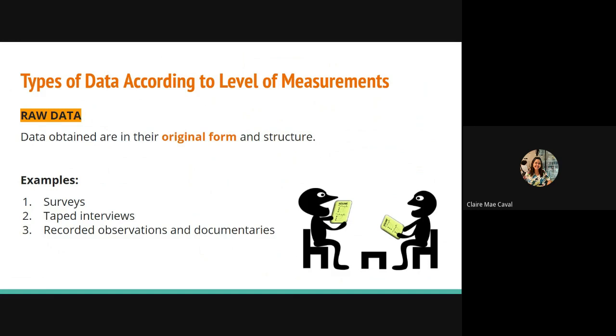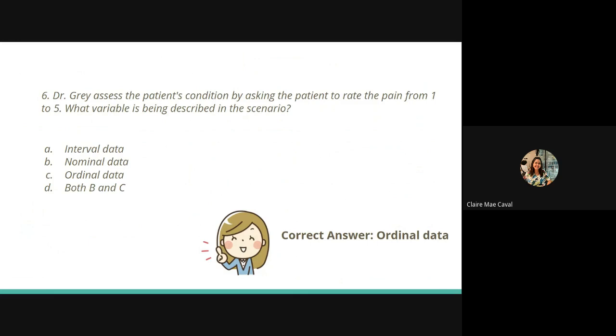Just an additional: raw data, data obtained in their original form and structure. Raw means no filter, it is from the original form and structure. Examples are surveys, taped interviews, recorded observations, and documentaries.